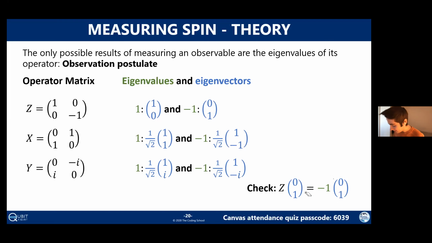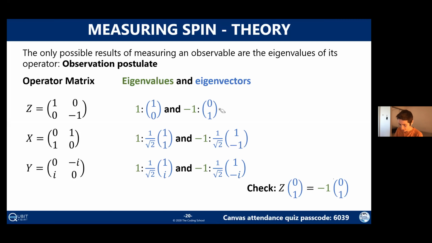Okay, so returning to this observation postulate, all it's saying, stringing the two postulates together, is that if we measure in the Z direction, that is associated with an operator matrix Z, and the only possible measurements that we can measure, like if I'm measuring the length of my desk, the only quantities I can measure are the eigenvalues of that matrix. So in this case, the only two quantities I can measure for spin in the Z direction are 1 and -1.